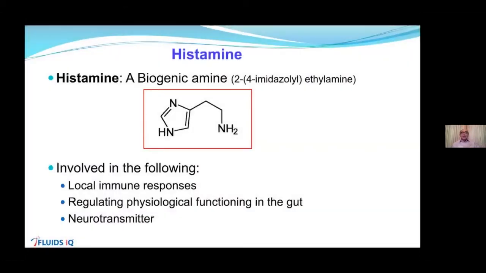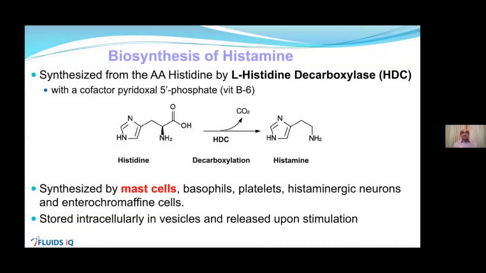We've all heard of histamine. It's one of the best-known biogenic amines, and it's involved in any number of things. Local immune responses. It regulates the physiological functioning in the gut as well as other tissues. And of course, we also know it's a very powerful neurotransmitter. And histamine is synthesized from L-histidine. And histidine is what you find in many, many foods.